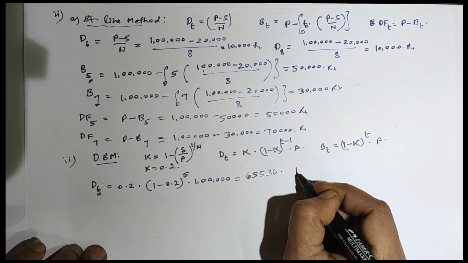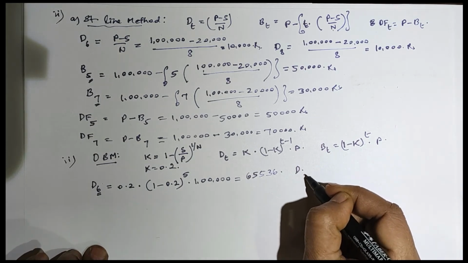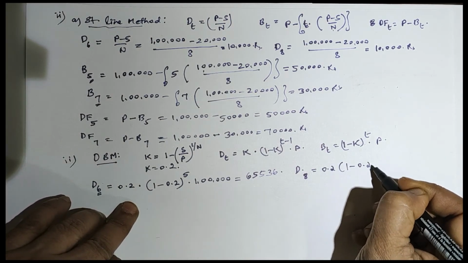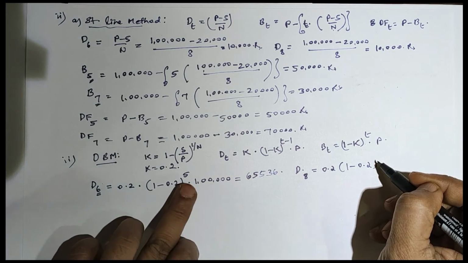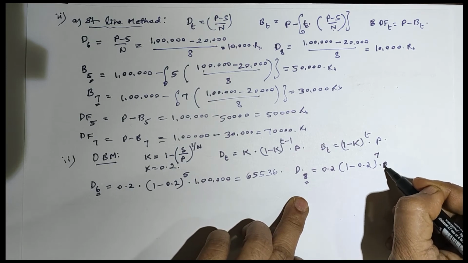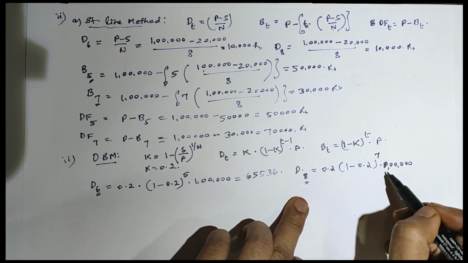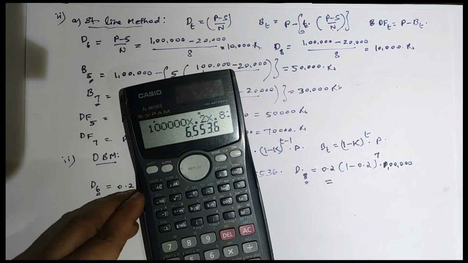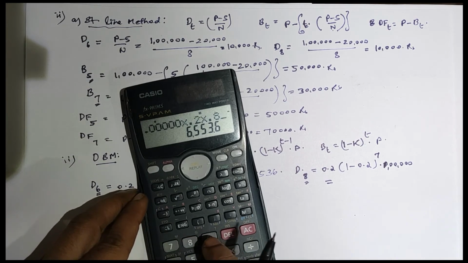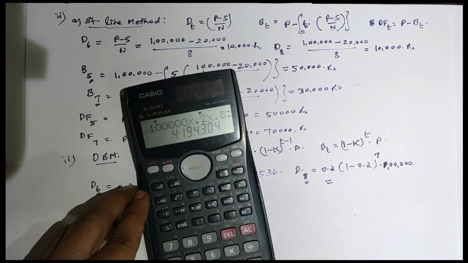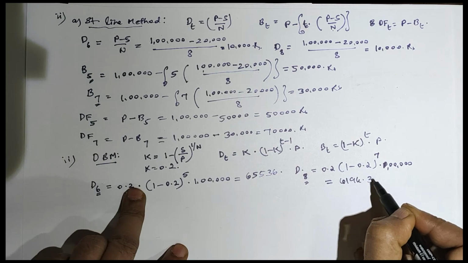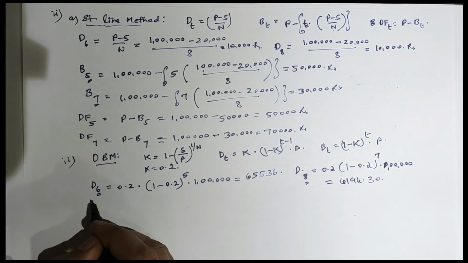Similarly, D8 is equal to 0.2 into (1 minus 0.2) raised to the power T minus 1. So T is 8, 8 minus 1, 7, into P, 1 lakh, equal to 1 lakh into 0.2 into 0.8 raised to the power 7, which equals 4194.30.